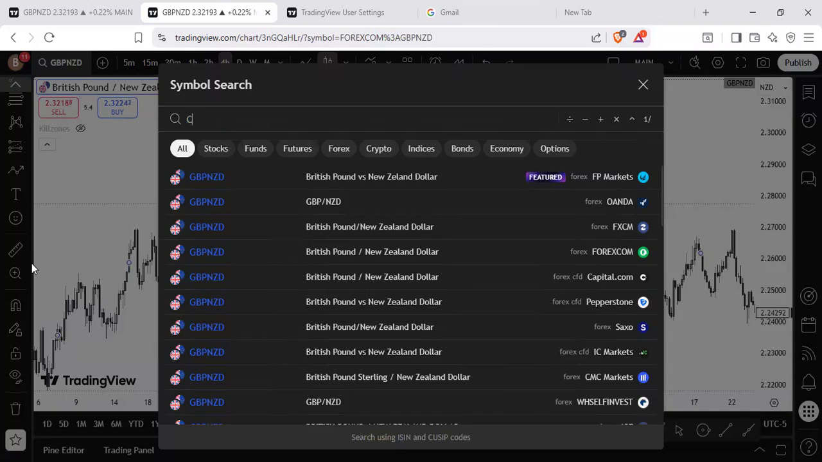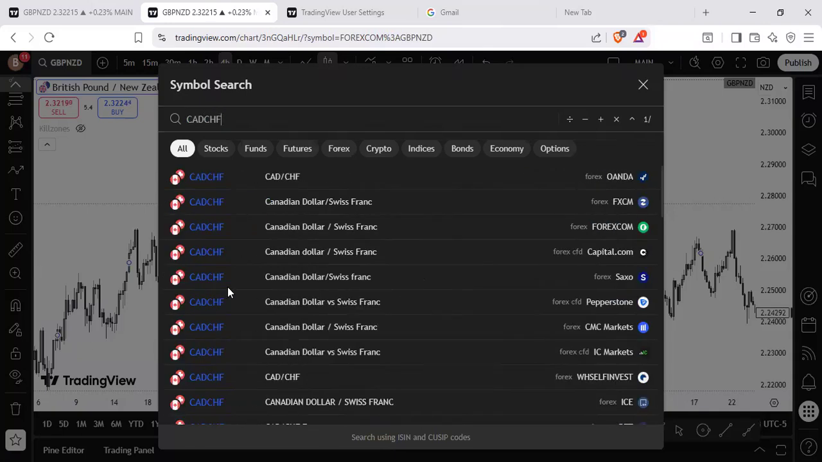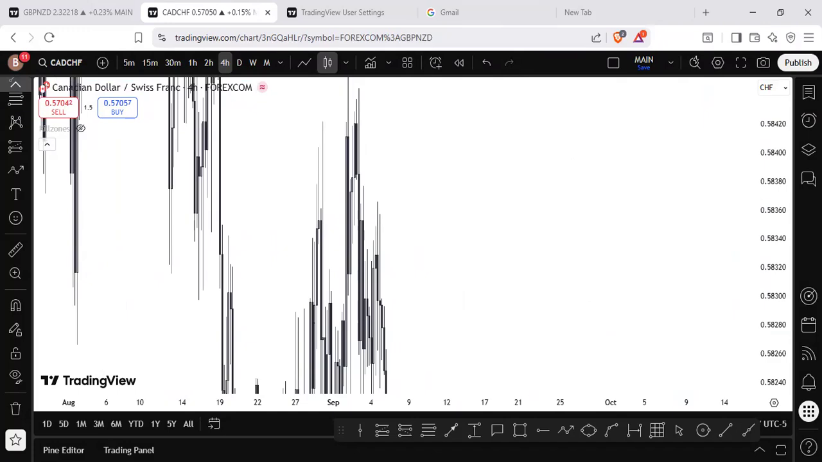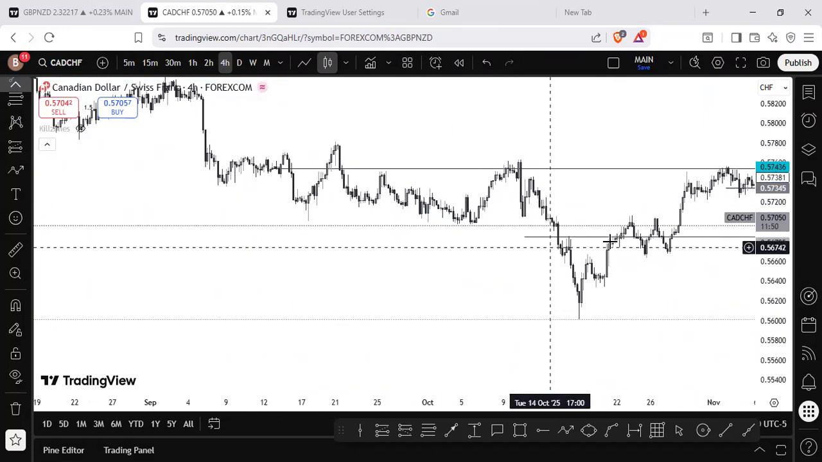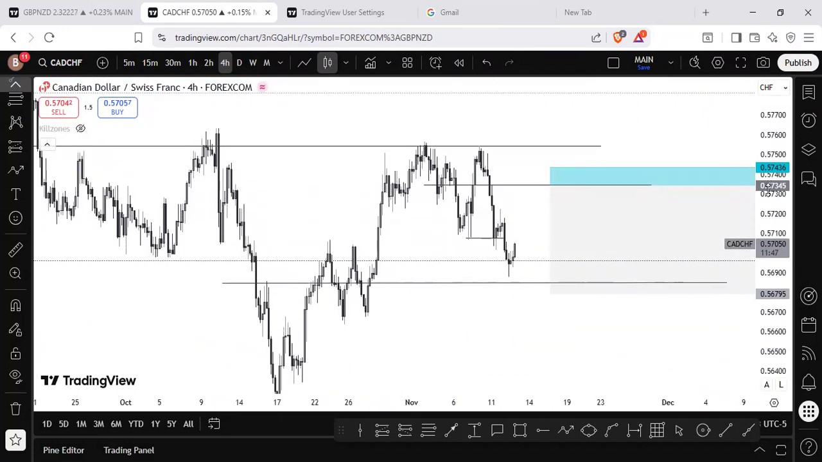Let's check. Can't see it. It's been long since I traded this pair. It's been a while.